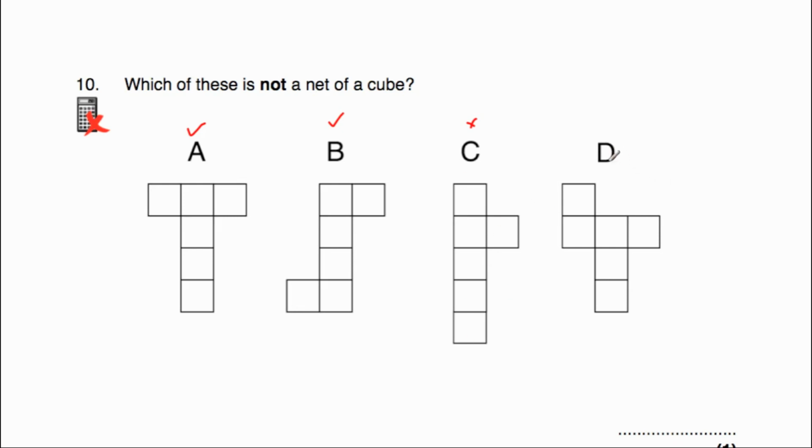And let's just check and see if D would make the net of a cube. If this one's the base, that's the right, that's the left hand face, and that would be the back. That would be the front, and that would be the top. So yeah, that would make the net of it. That would make a cube if you folded it. So which of these nets is not the net of a cube? C.